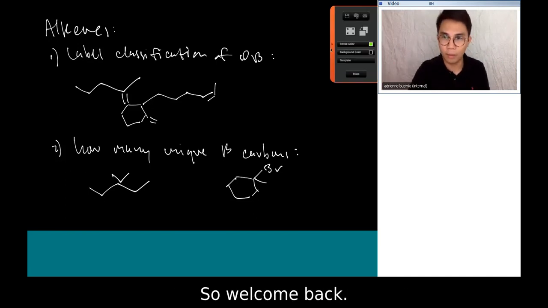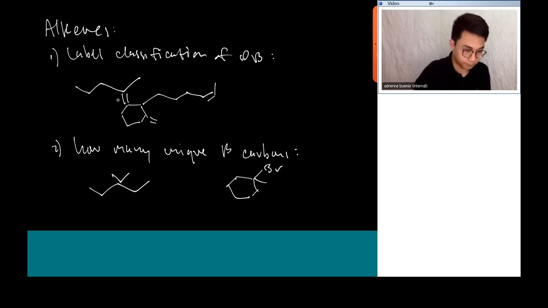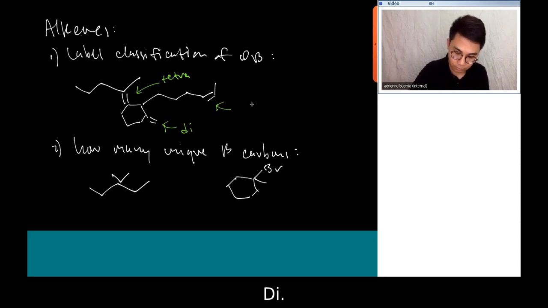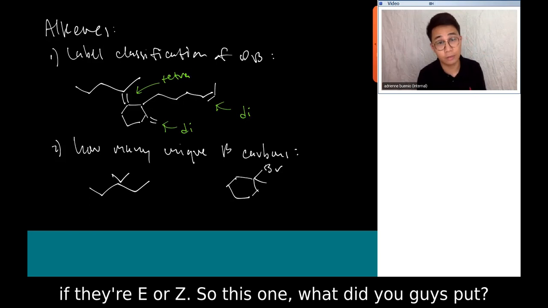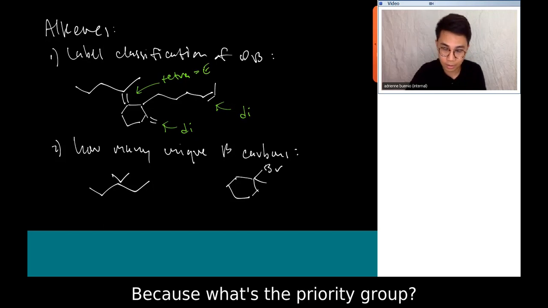Okay. So welcome back. So label the classification of double bond. This one, what do you guys get? Tetra, right? This one, di. This one, what do you guys get? Di, right? So now let's go one step further and identify if they're E or Z. So this one, what do you guys pick? So for this, you should have had E, I mean E for trans, right? Because what's the priority group?